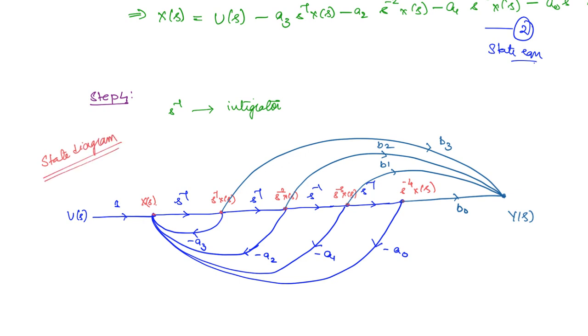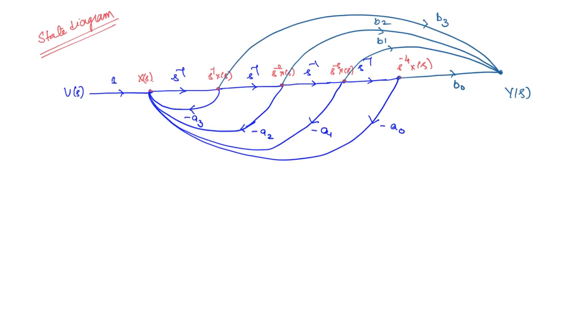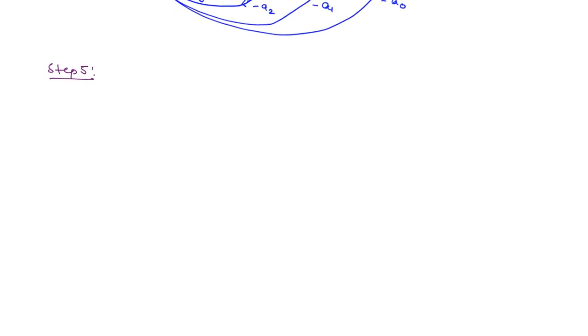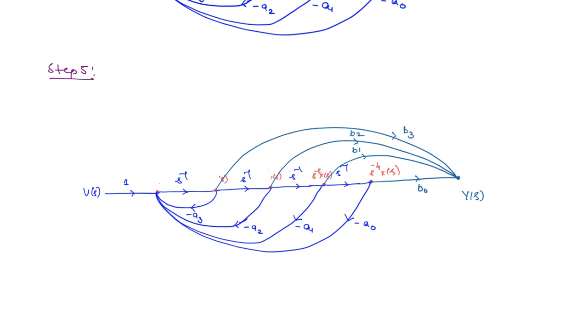Remember that here we have not considered the initial values. From here we can get the state model as well. So if you redraw the state diagram, we can remove these s to the power minus 4 x of s and everything, because x of s is not something that we require. We will have new state variables. The function of x of s is only to obtain the state diagram. So now here we can take x1. Here we can take x2, x3, x4.